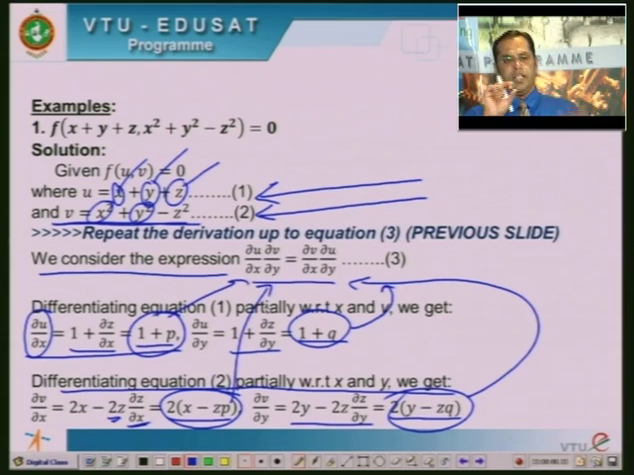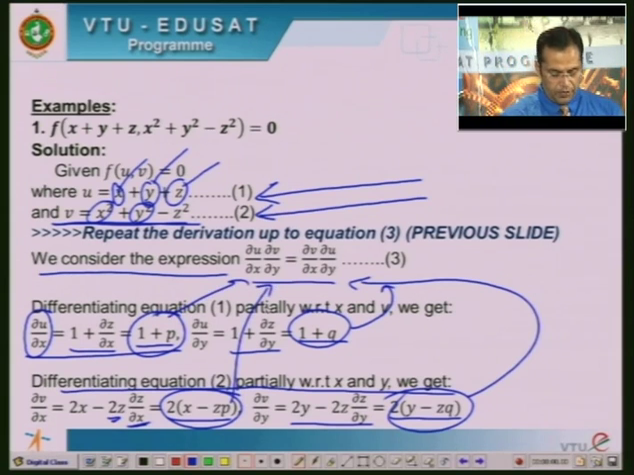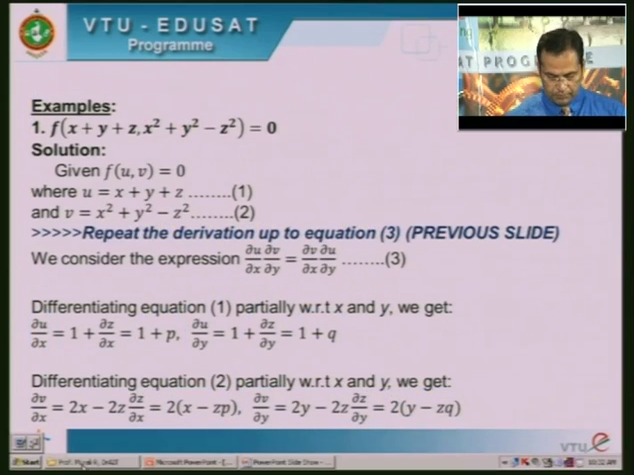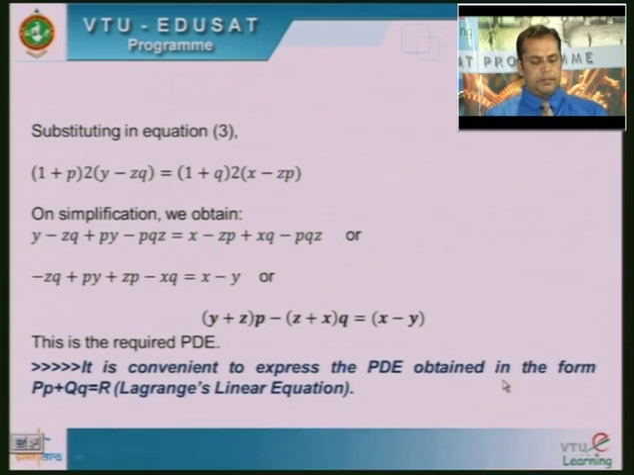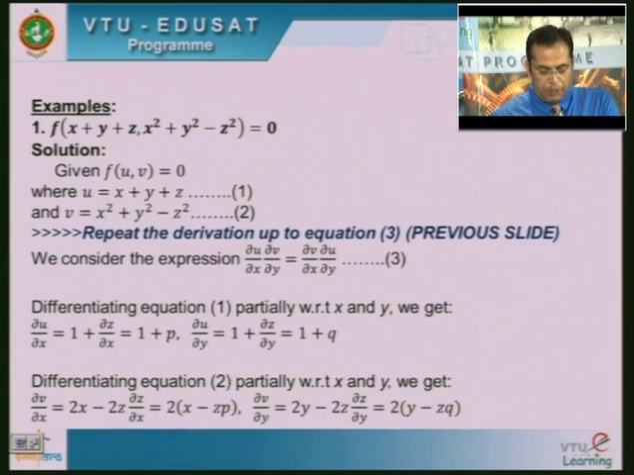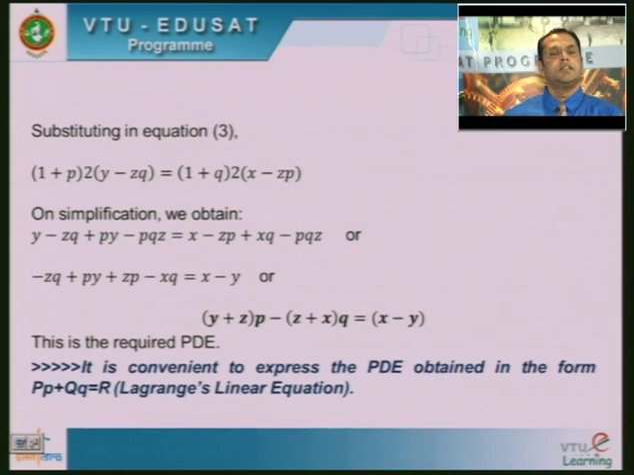Let me remind you, friends, the derivation should be shown. You should show how you arrive at equation 3. So, substituting these expressions in equation 3, you get (1 plus p) dou u by dou x into dou v by dou y, which is 2 times (y minus zq), equal to dou v by dou x, which is 2 times (x minus zp), into dou u by dou y, which is 1 plus q. So, you have that relation there.